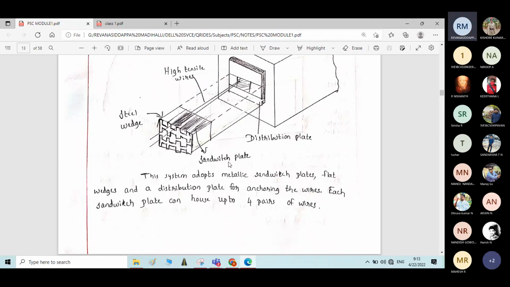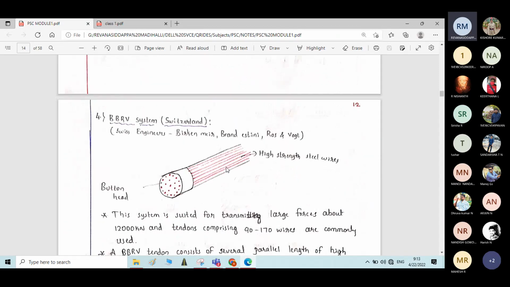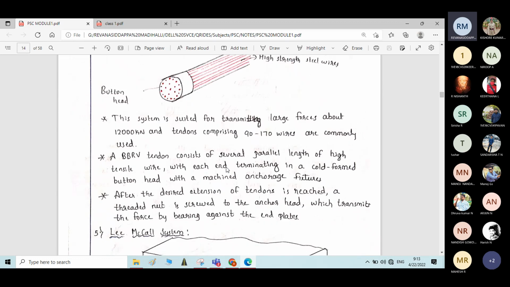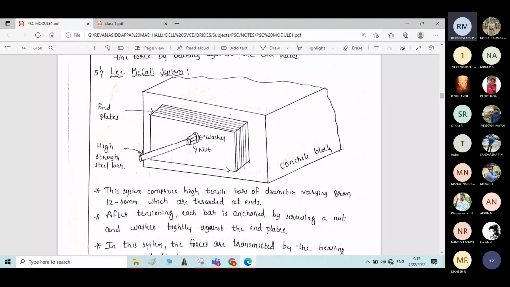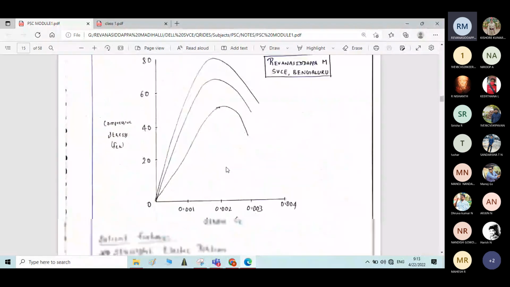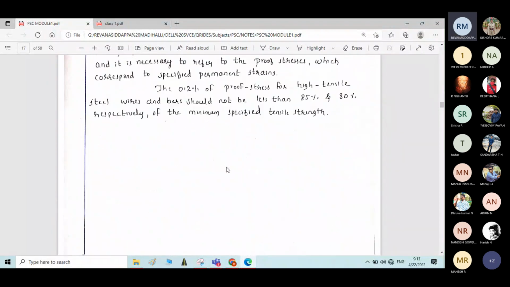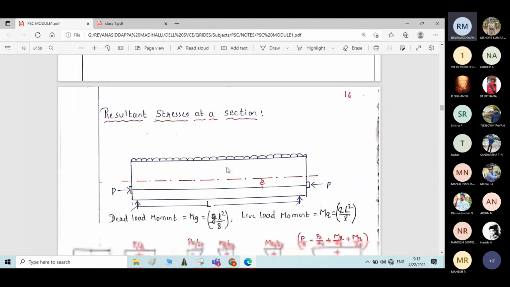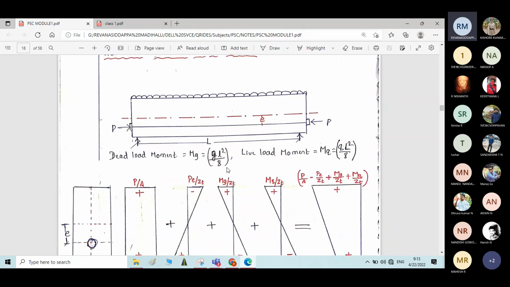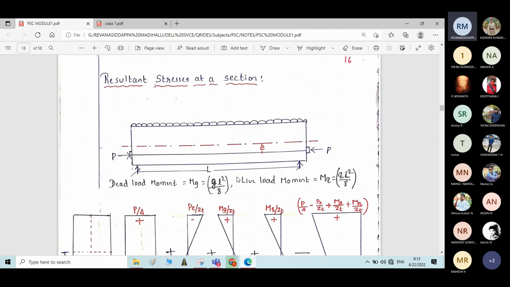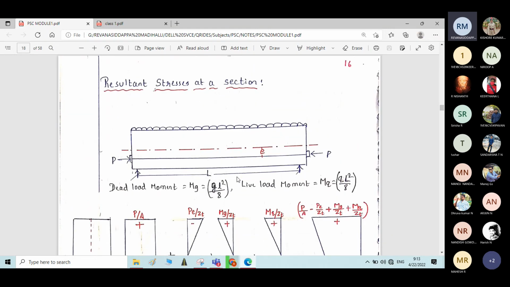Stresses in a beam when it is subjected to external load, and it will also have its own weight, correct? And pre-stressing force will also be there. Considering all these forces, how to find the resultant stresses that is acting on the beam, that we will be learning in the coming sessions. Before going to start actual analysis problems, I want to discuss the very important concept of PSC, that is resultant stresses at a section.